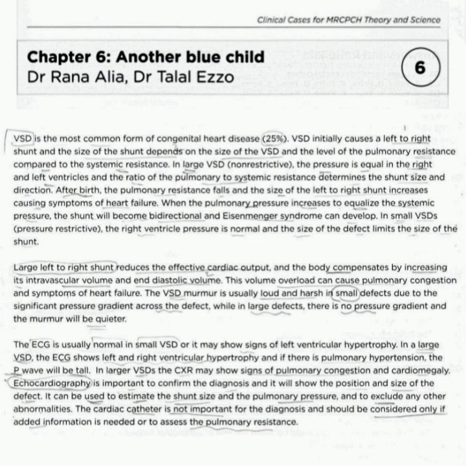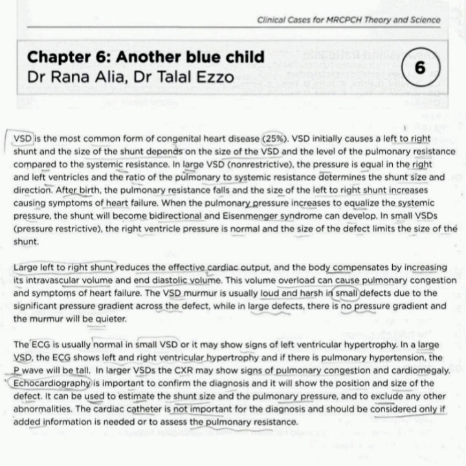VSD initially causes a left to right shunt, and the size of the shunt depends on the size of the VSD and the level of the pulmonary resistance compared to the systemic resistance. In large VSD, non-restrictive, the pressure is equal in the right and left ventricles, and the ratio of the pulmonary to systemic resistance determines the shunt size and direction.